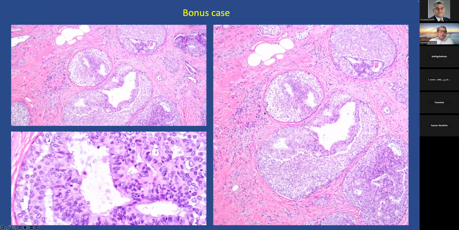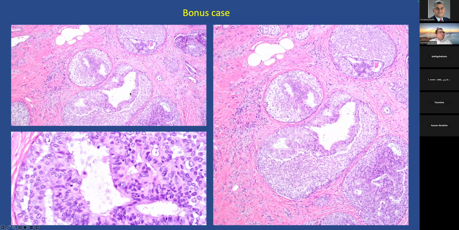80% of invasive lobular carcinomas have loss of E-cadherin and beta-catenin and aberrant expression of p120, but 20% will have expression of E-cadherin, and that will make it a challenge for the diagnosis. And we're going to cover this later on.